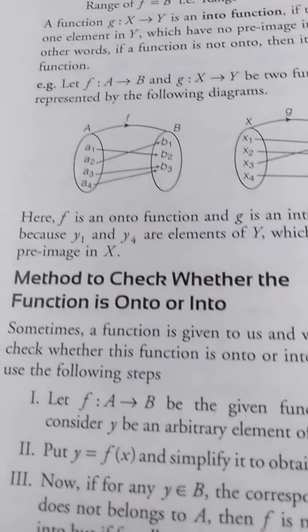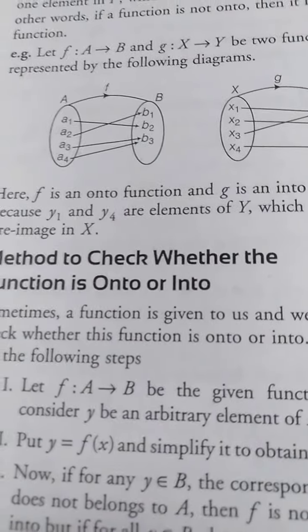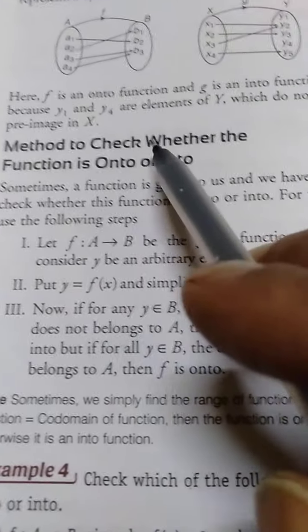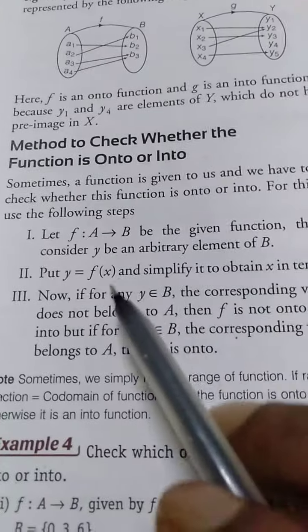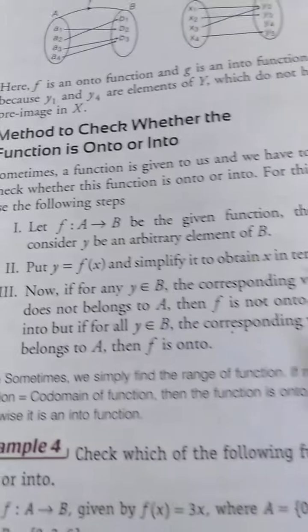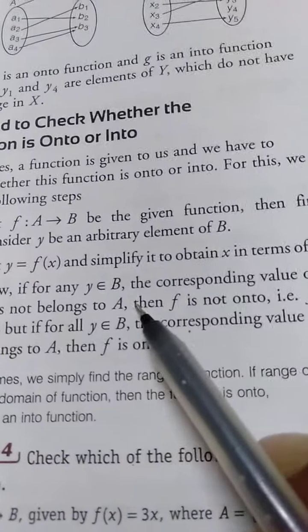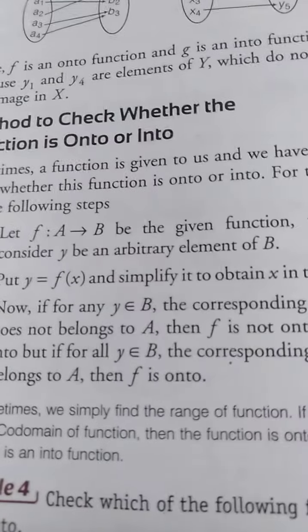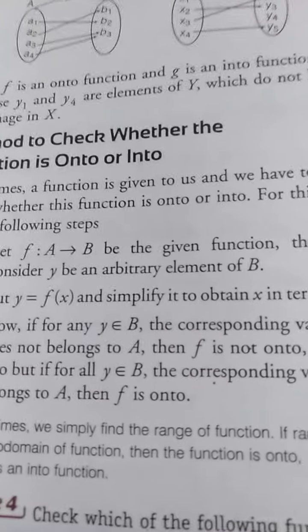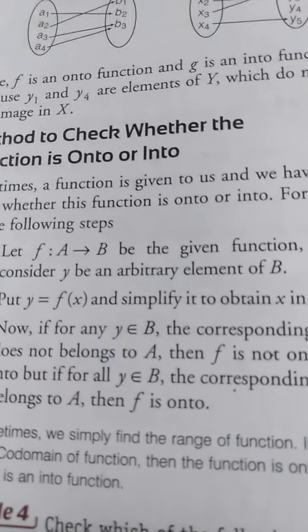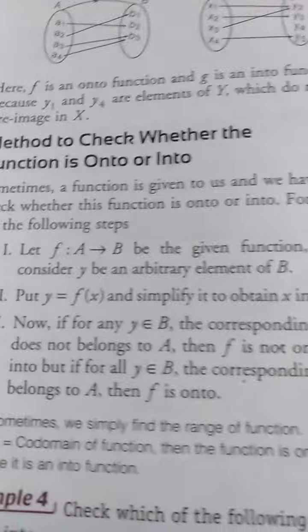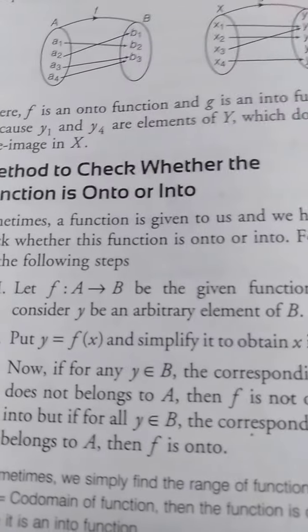Okay. Now whenever they ask you to prove it, what is the method to check whether the function is onto or not? So this is the function, put y equal to f(x). Now you see whether there is any value of y for which no x exists. If it is so, then it means that the function is not onto.